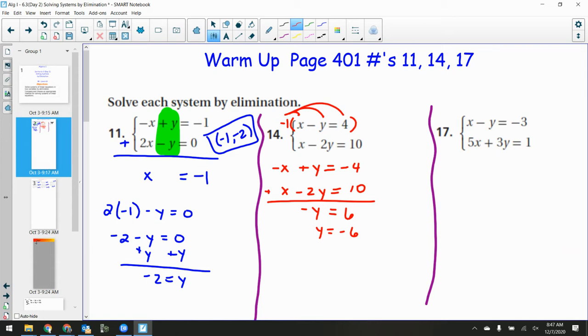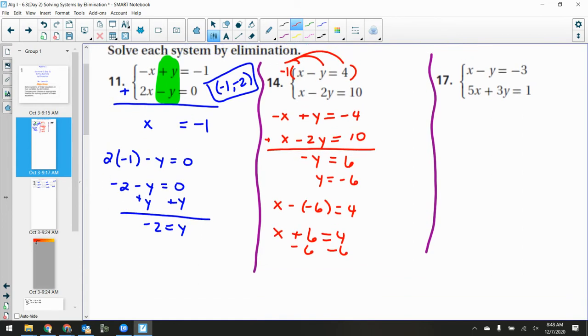Joey, what do you want to go into? Top or bottom equation? Top. So let's go into original top. This is x minus a negative 6 is equal to 4. So let's just say x plus 6 is equal to 4. Subtract the 6. We get x is equal to negative 2. So my solution is negative 2 comma negative 6. Questions on 14.